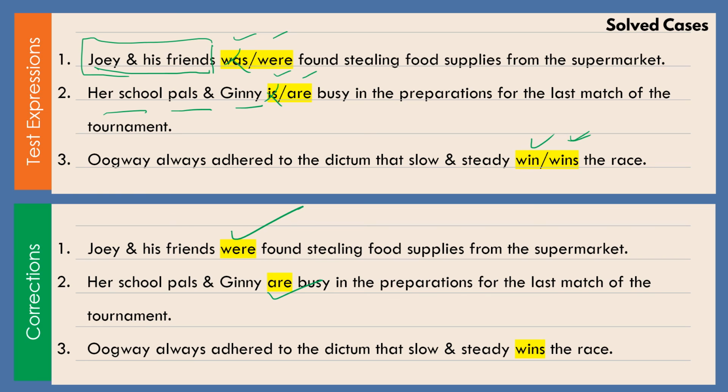You cannot use is. And finally, we always adhere to the dictum that slow and steady win or wins the race. So slow and steady is a colloquial term. So in this case, you don't use win, right? You use wins. So wins will be the correct answer.